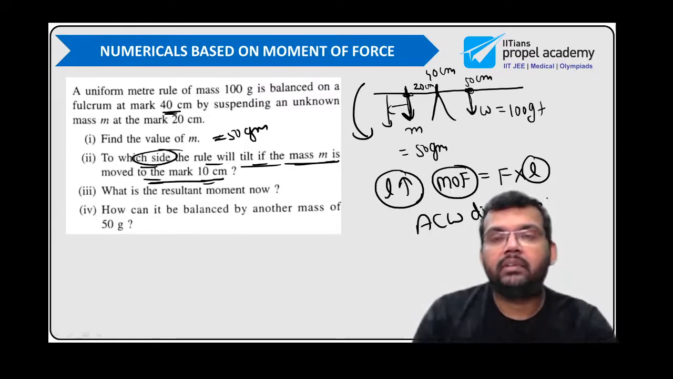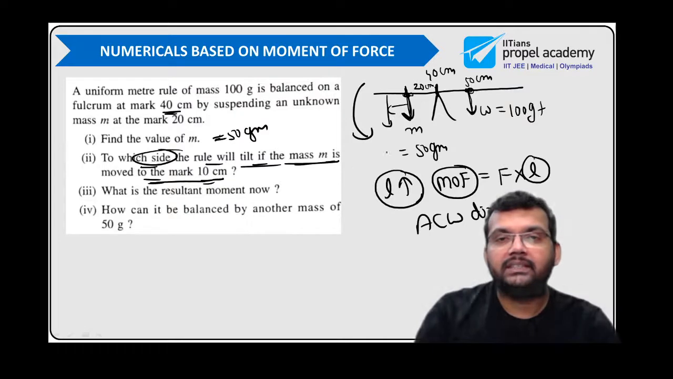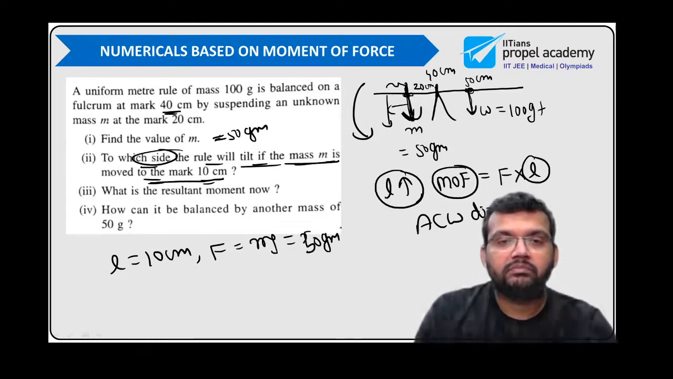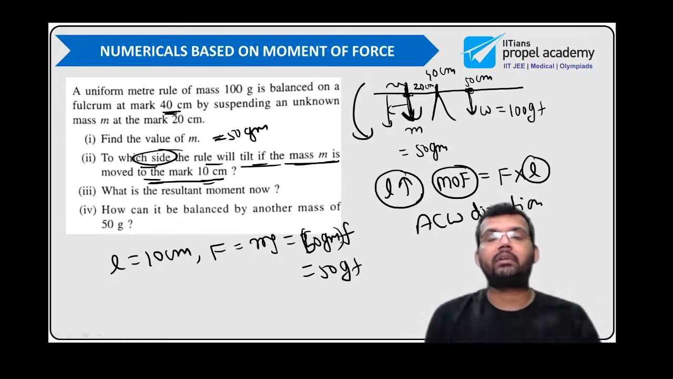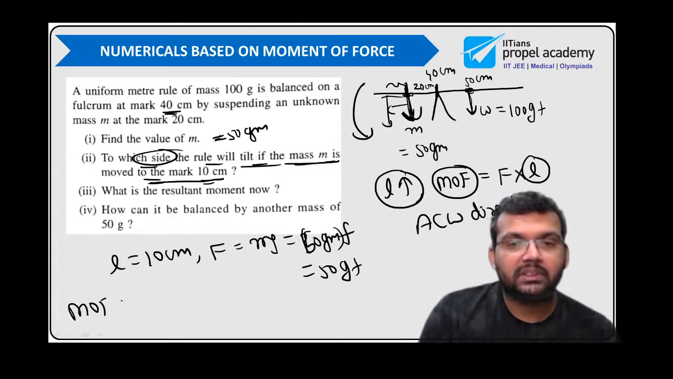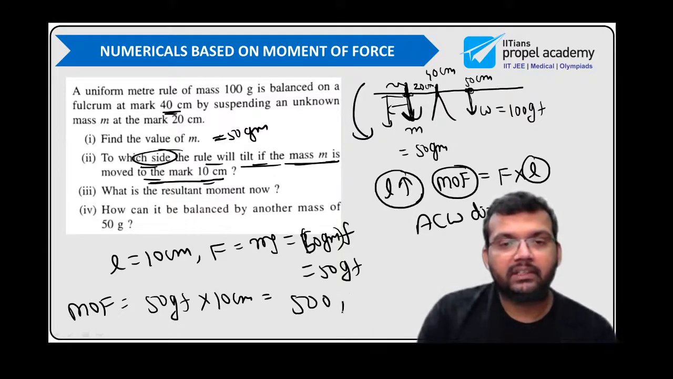Now what is the resultant moment? Initially this was at equilibrium when it was at 20 centimeters. Now you have moved it by an extra 10 centimeter, which means L is 10 centimeter. How much force have you applied? Force is mg, that's 50 gram, or 50 gram into g, you can say it's 50 gf, the force we have applied additionally by sliding. Moment of force, how much have we applied? 50 gf into 10 centimeter, that's 500 gf centimeter.